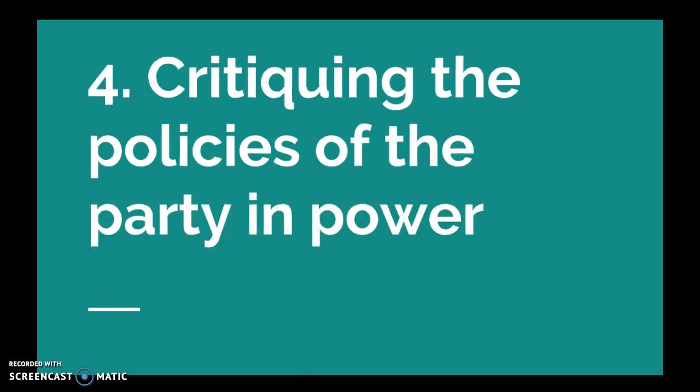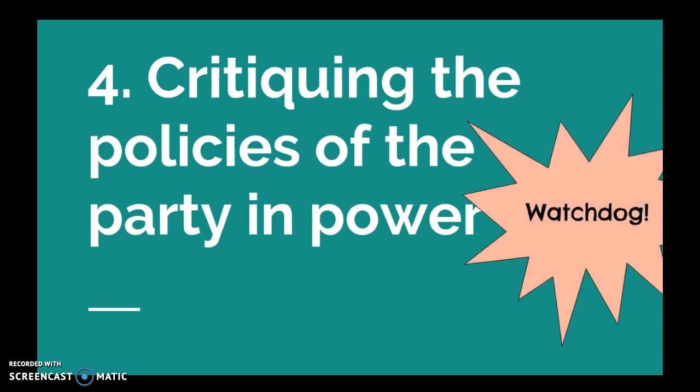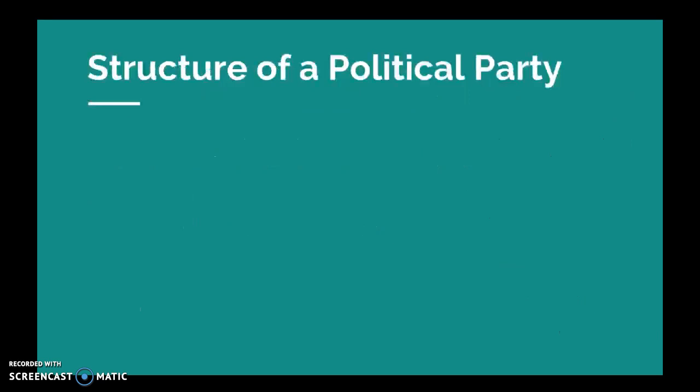And finally, political parties critique the policies of the party in power, right? The relationship between major parties ensures that the party who's out of power will keep a close eye on its opponent and notify the public of any wrongdoing or policy missteps. So they essentially serve as watchdogs.